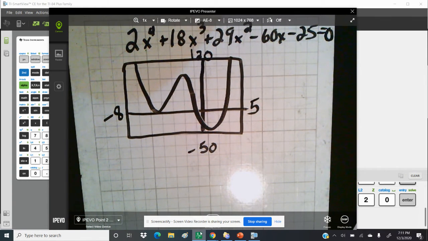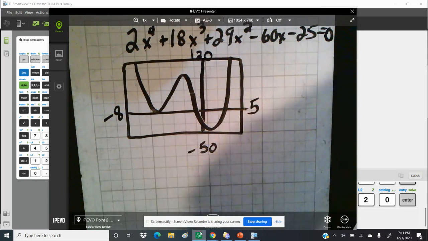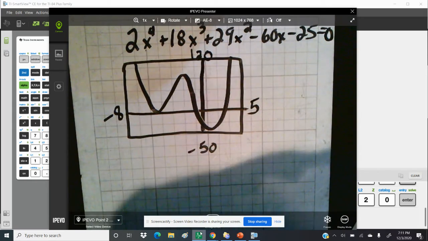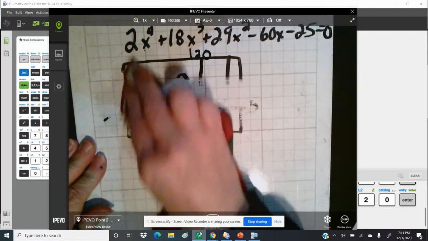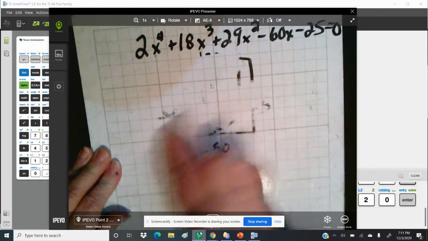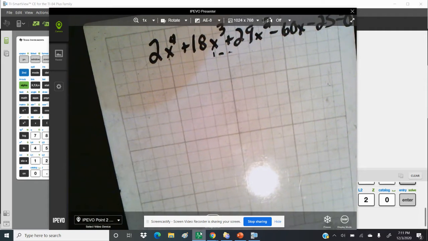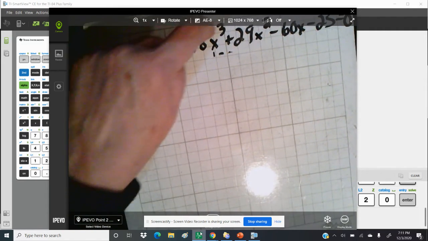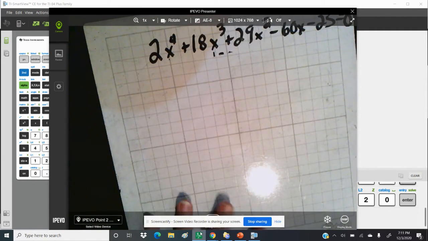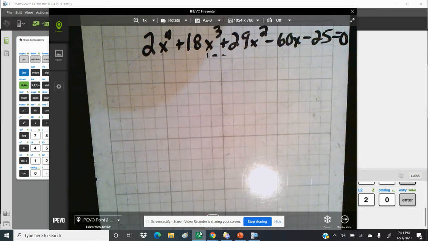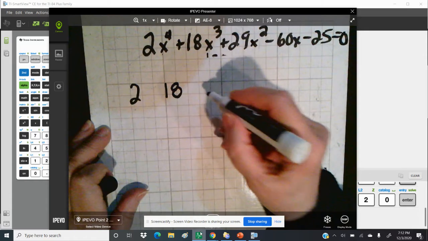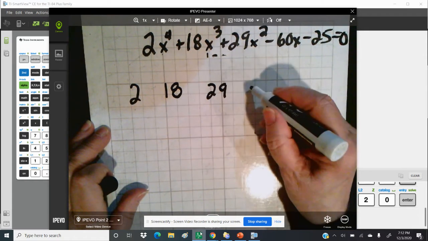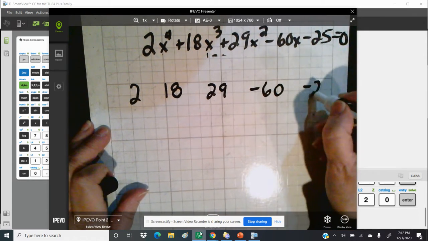So just because of space, I'm going to erase my graph here, just so I have a little bit more room. But of course, you would leave yours on your work. All right, so I'm going to use synthetic division: 4, 3, 2, 1, 0. I don't need to put any zeros in, but you always want to check that. So 2, 18, 29, -60, -25.